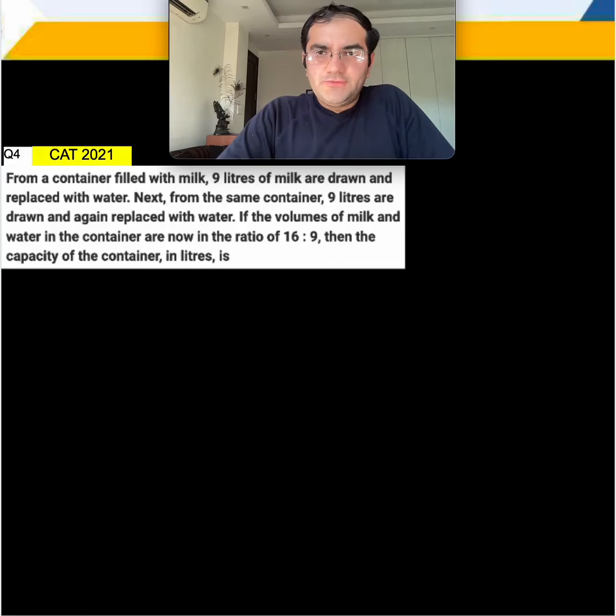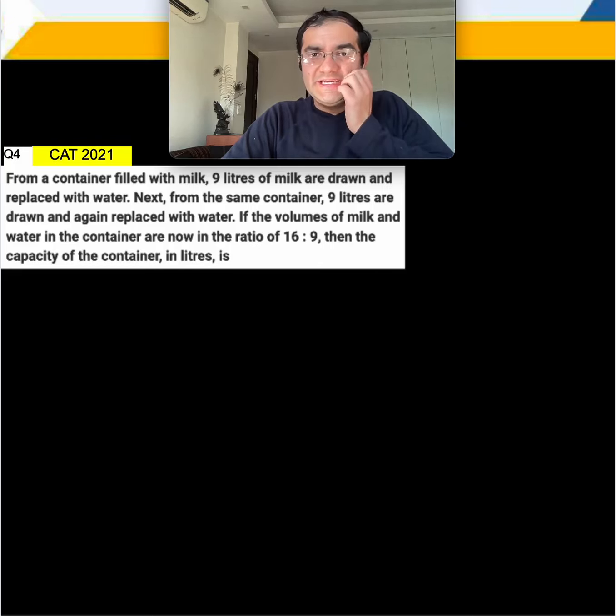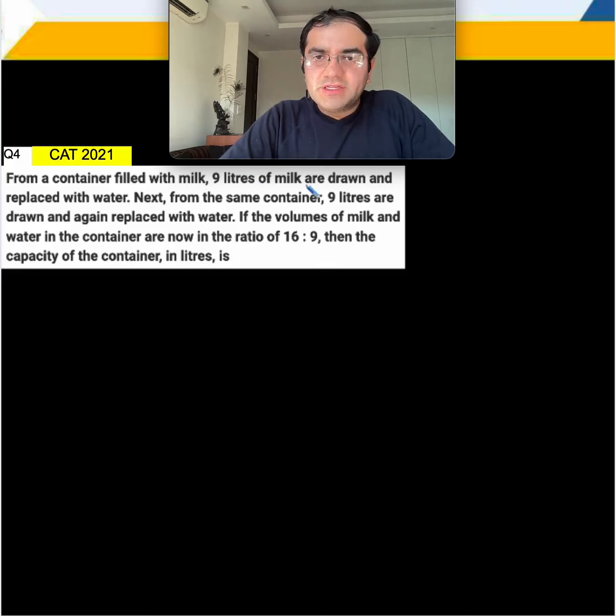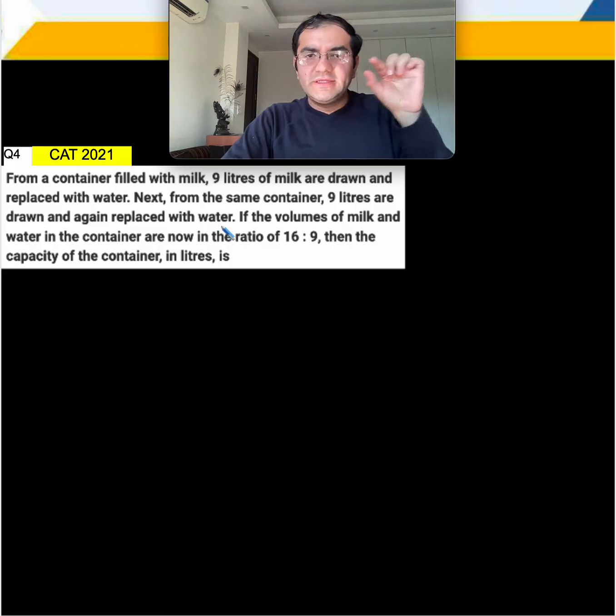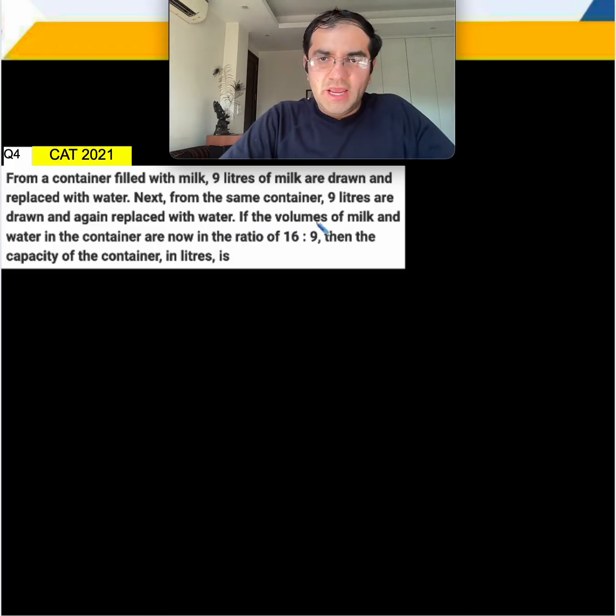This is a question from averages under the topic of replacement by dilution, where you have a mixture and you keep replacing a portion of it. And from this mixture, you keep replacing 9 liters. From a container, 9 liters is drawn and replaced with water. So the main fluid is milk, the diluting fluid is of course water. If the volumes of milk and water are now in the ratio 16:9.